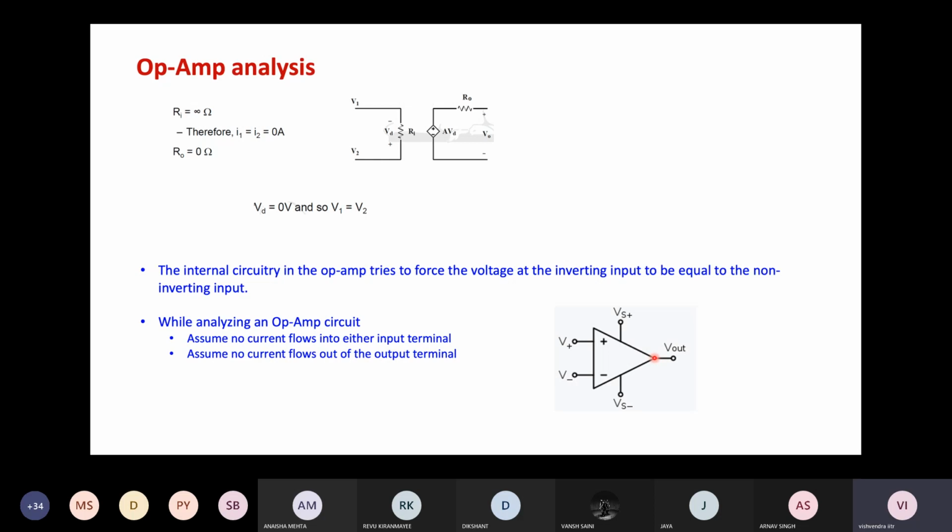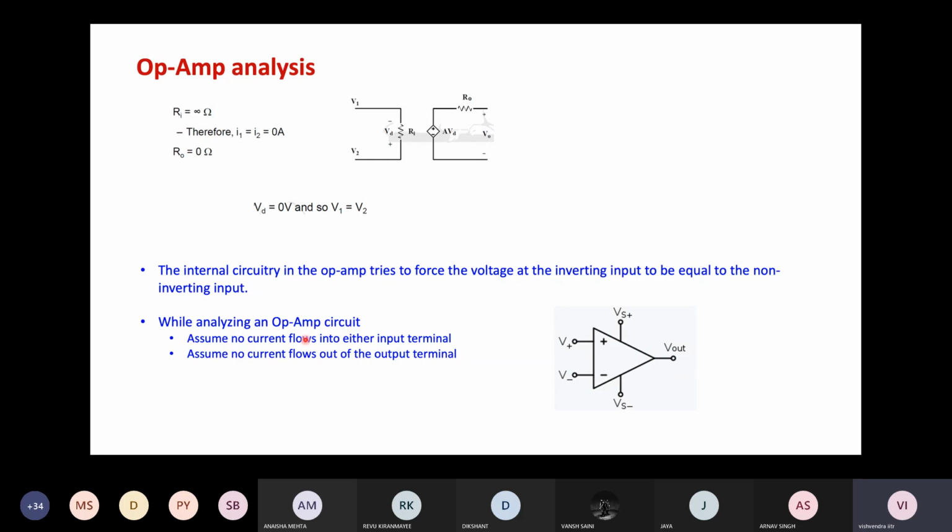Okay. Now you would ask, if there is no current going inside this triangle and no current coming out of this triangle, then why is this useful or how is this useful? You might have that question. Yes or no? Do you have that question or not? Yes, sir. Yeah, we'll see that. You will see that.